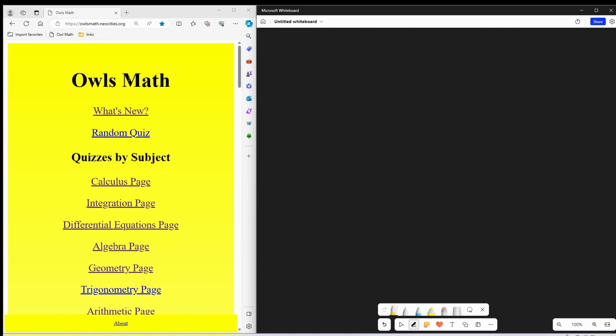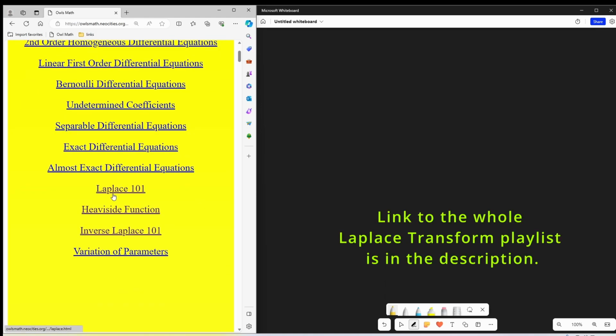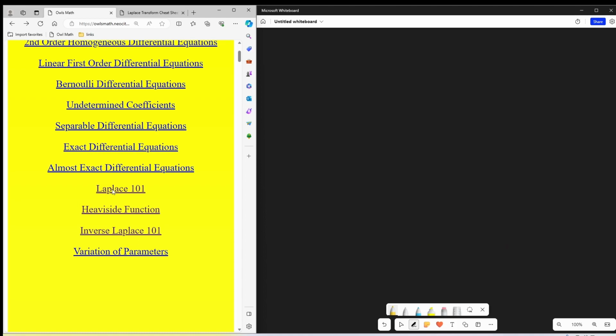What I'm going to do is, starting from the main page, we can just navigate into the differential equations page, come down here. Now, just wanted to mention in here, you also have the Laplace Transform cheat sheet that you can use, and that's going to be helpful. But for what we're going to do today, we're just going to use this quiz, Laplace 101.